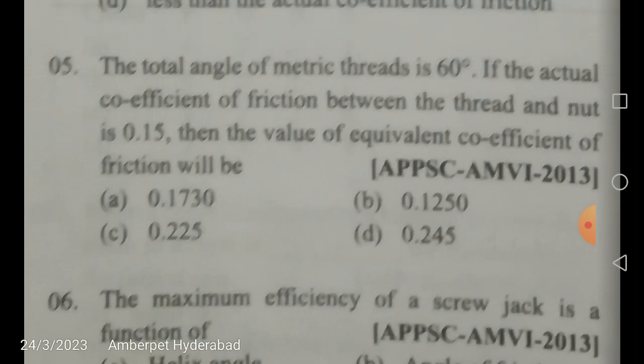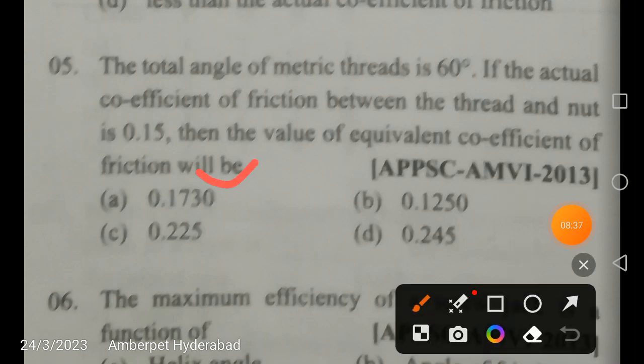So calculate: cos 30 is equal to root 3 by 2, friends. So 0.15 by root 3 by 2, that means 0.15 into 2 by root 3. It will come out to be around 0.1732. The answer is A.